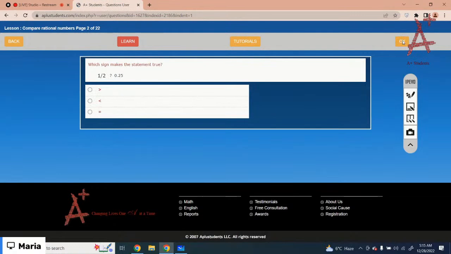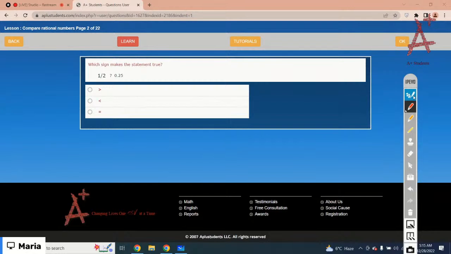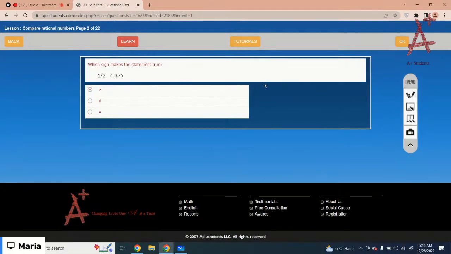They are equal. Okay, the next one is 1 by 2 and 0.25. So which is greater and which is smaller? Either you can write both as decimal or both as fraction. Got it? So when you divide 1 by 2, it would be 0.5. So you have to compare 0.5 and 0.25. Yes, 0.5 is greater than 0.25. Got it? So the correct option is 1 by 2 is greater than 0.25.